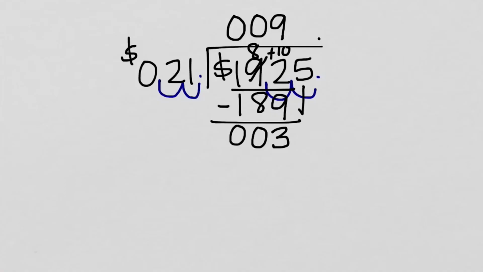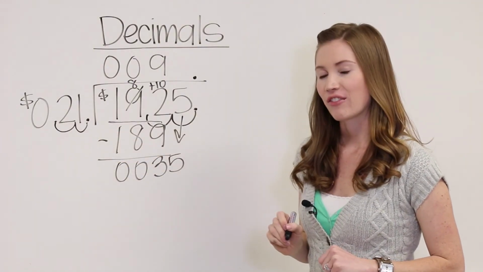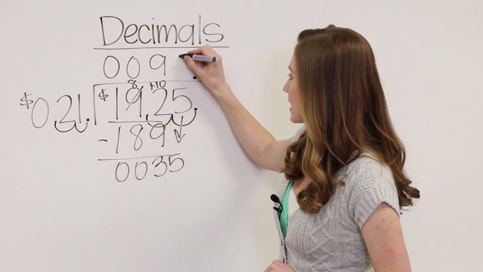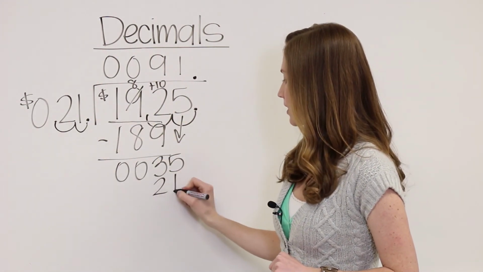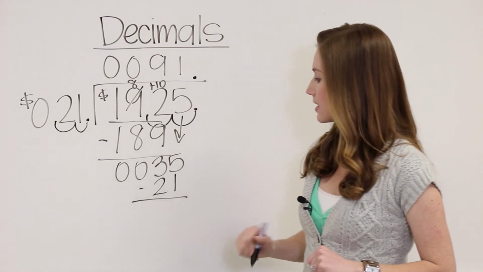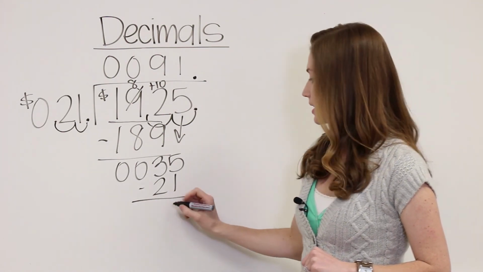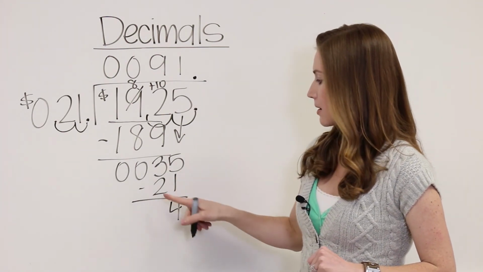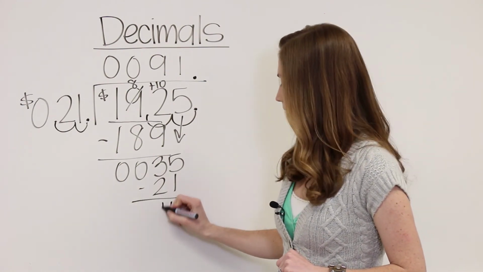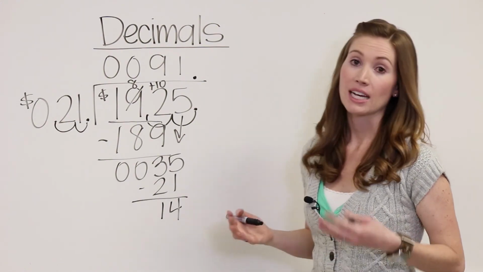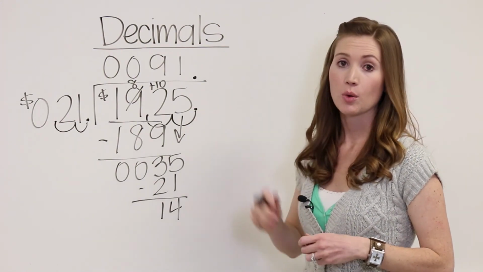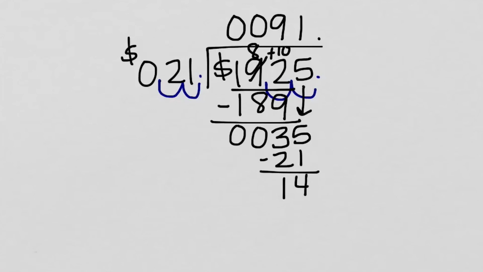Let's bring down our 5. How many times can 21 go into 35? 1 time. 1 times 21 is 21. Let's subtract. 5 minus 1 is 4. 3 minus 2 is 1. Now we still have 14 remaining, but remember, because we're dividing decimals, we need to continue to work the problem out. We're going to add a 0 and bring it down.